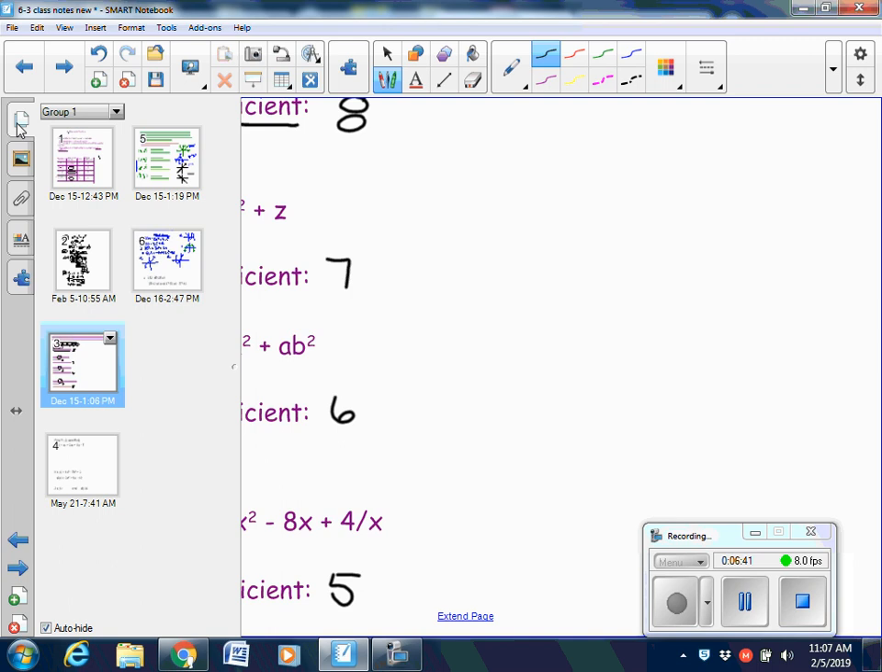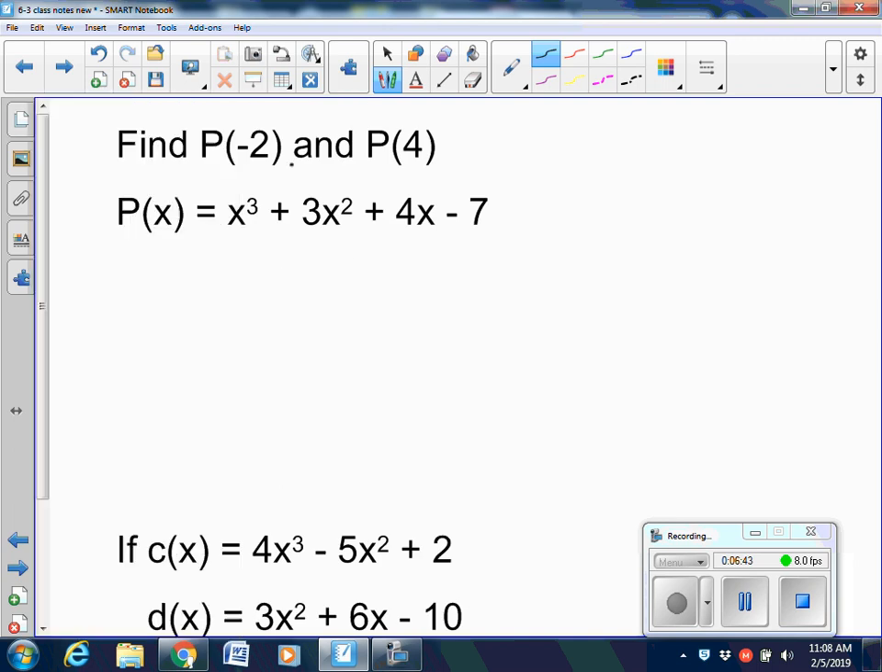Okay, the third part of the worksheet, I skipped down to the third part. This has been seen on the ACT. They give you a polynomial. Here's the polynomial: P of x equals x to the third plus 3x to the second plus 4x minus 7. And they want you to find P of negative 2 on the ACT. What you did was substitute a negative 2 in for the x.